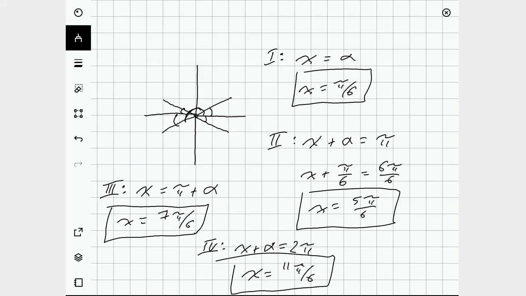Right, so in this particular problem, we end up with 4 distinct solutions. And again, in general, just looking at the equation, there are infinitely many solutions. These 4 are the ones that fall in the interval we care about.